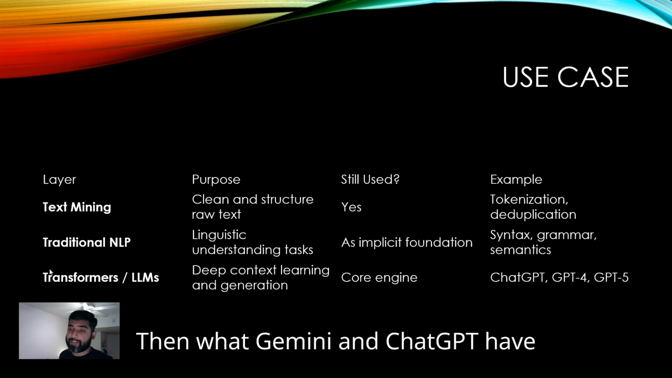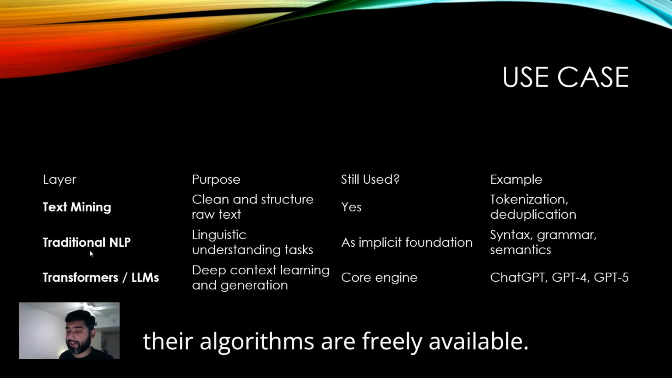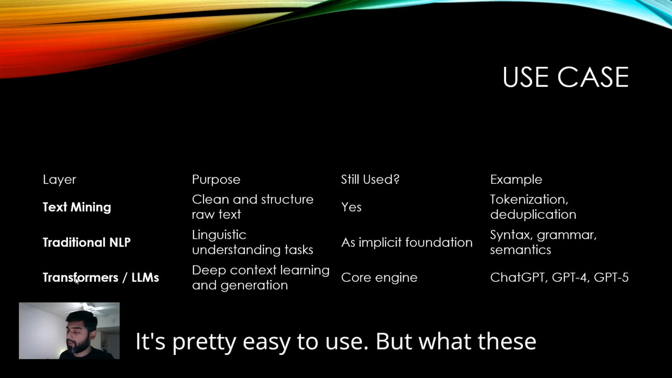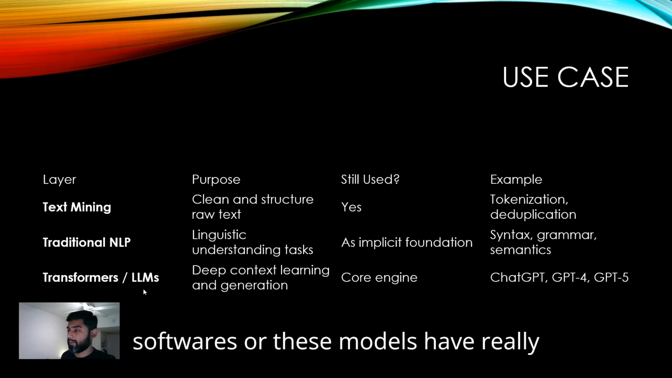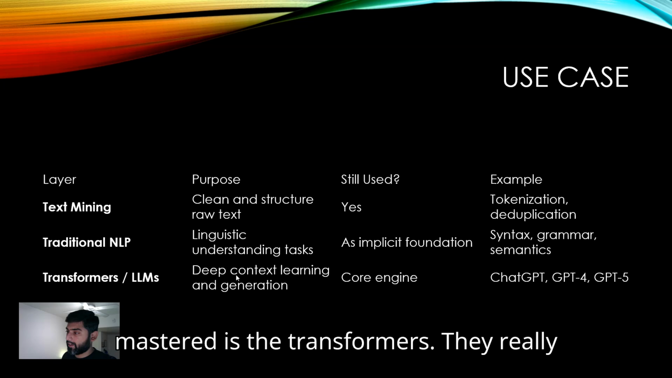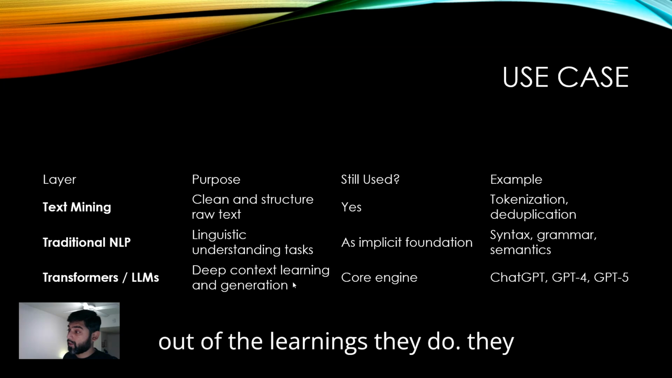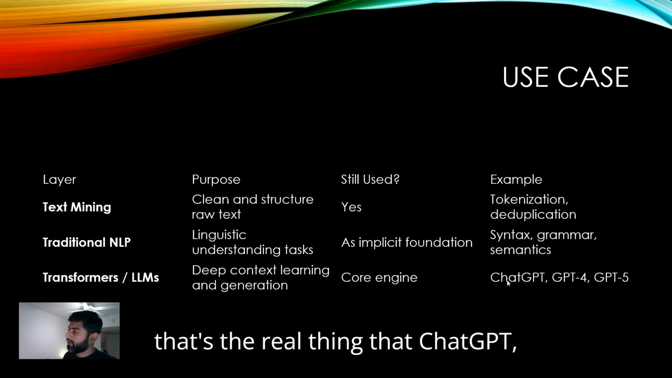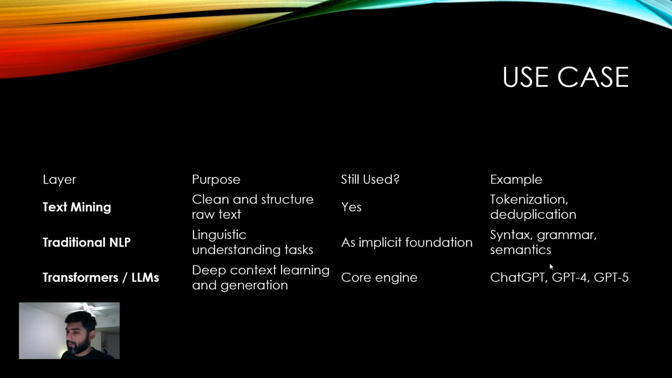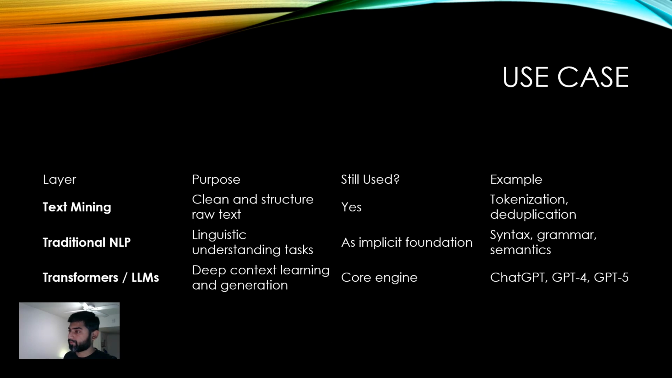Then what Gemini and ChatGPT have really mastered. So these two are pretty common. Text mining and traditional NLP, their algorithms are freely available. It's pretty easy to use. But what these softwares or these models have really mastered is the transformers. They really create some deep learning and they generate the data or generate the text out of the learnings they do. They form the core engine, and that's the real thing that ChatGPT, GPT-4, GPT-5, Gemini, Grok, Claude, they all use as their core engine. That's the transformers.